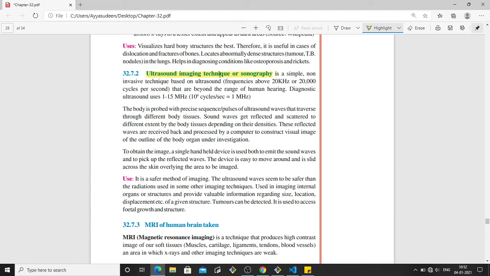So what happens is that there is something called ultrasound. That is sound with a frequency above 20 kilohertz, or 20,000 cycles per second, which is the upper limit of the range of human hearing. Diagnostic ultrasound uses 1 to 15 megahertz of sound.